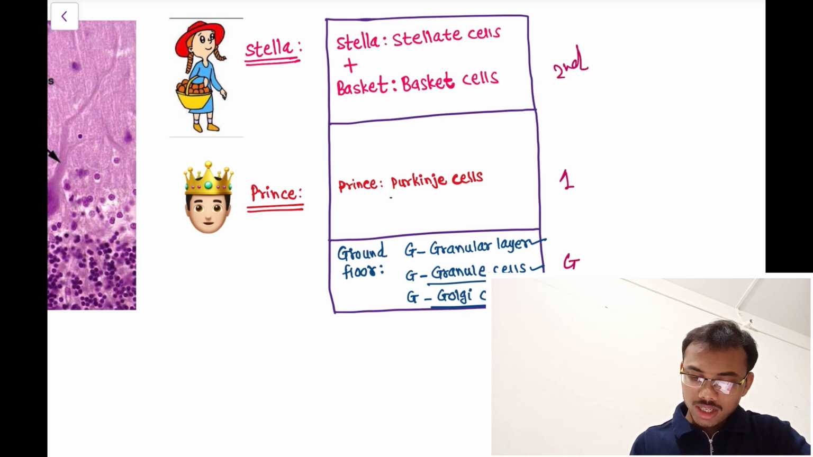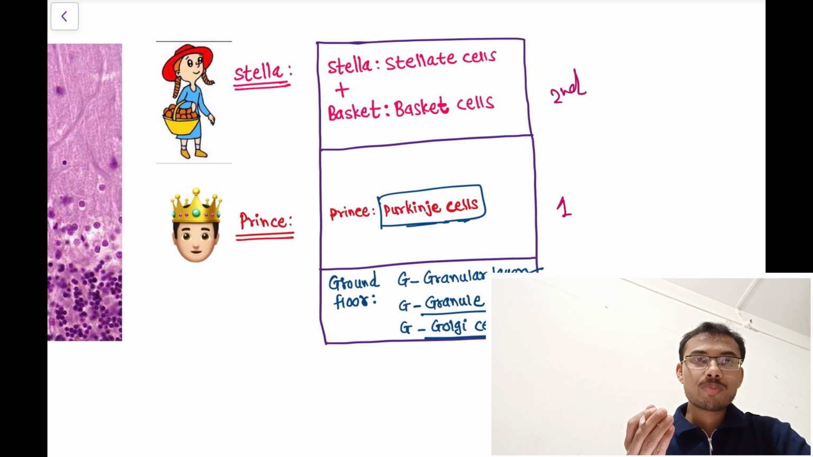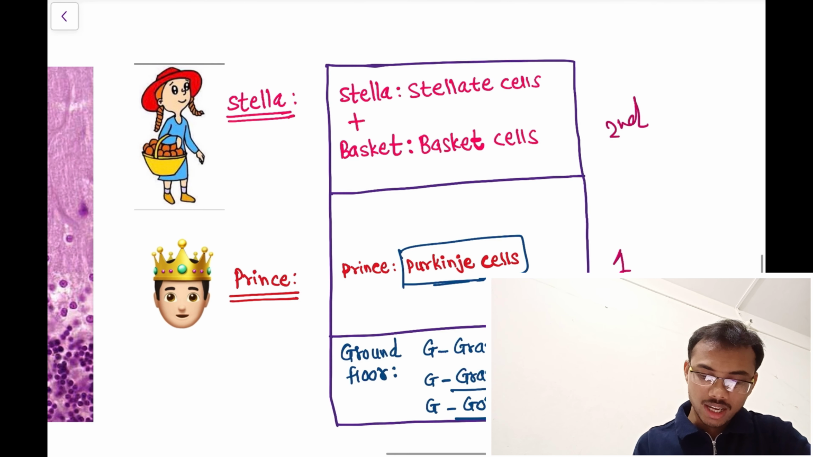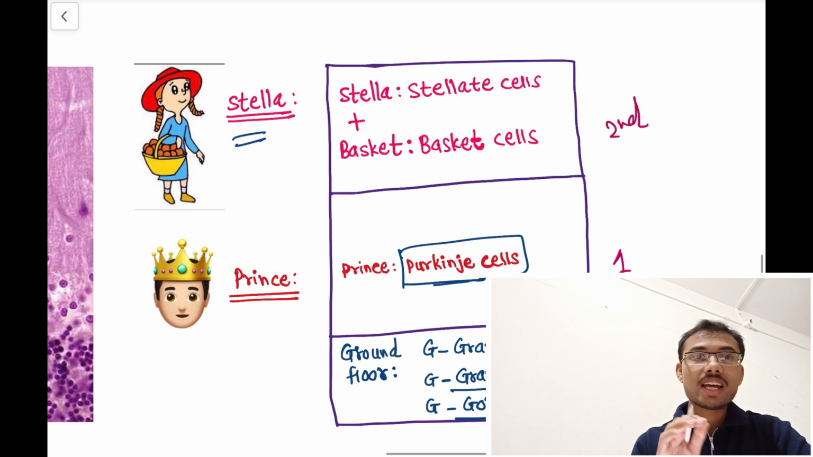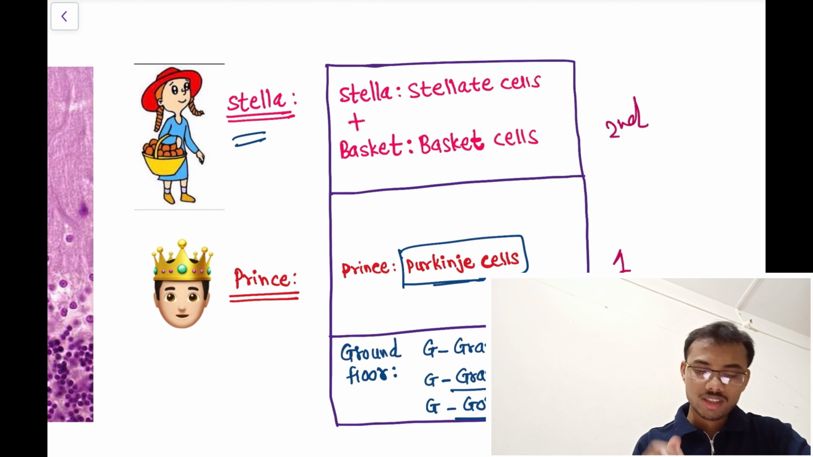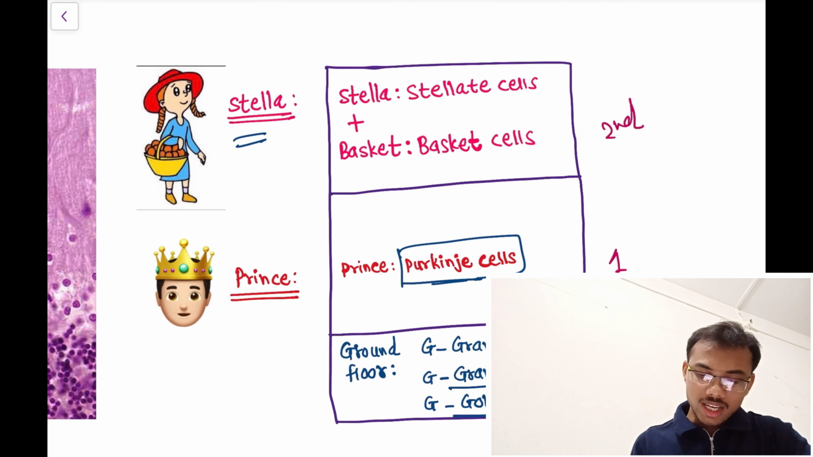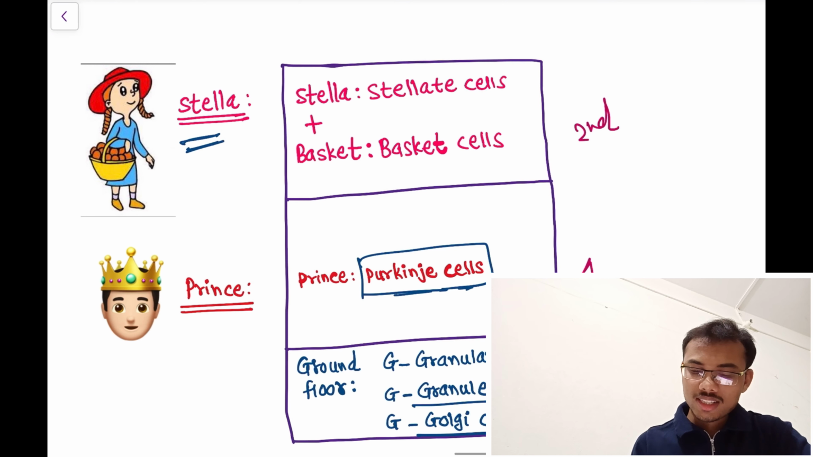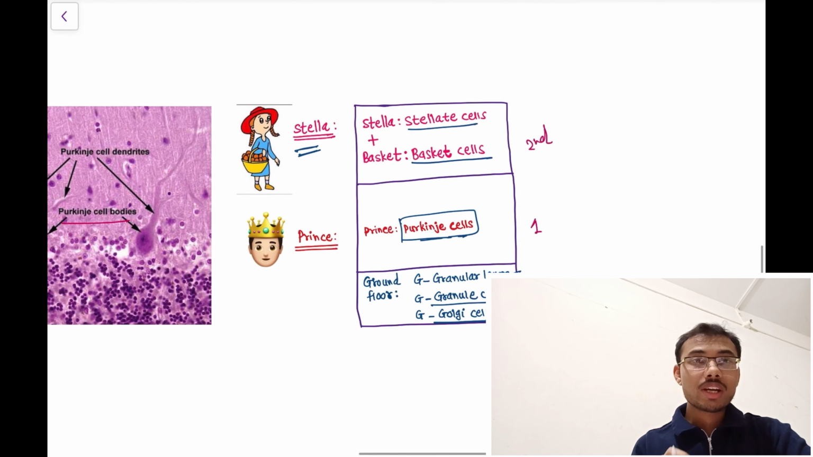So the first floor contains the Purkinje cells. And on the second floor lives the girlfriend of Prince, and her name is Stella, and Stella always carries a basket, her favorite basket we can say. So this layer contains the stellate cells and basket cells. So we can remember it like this.